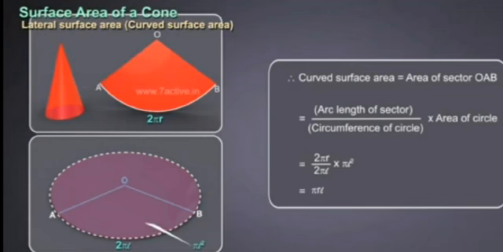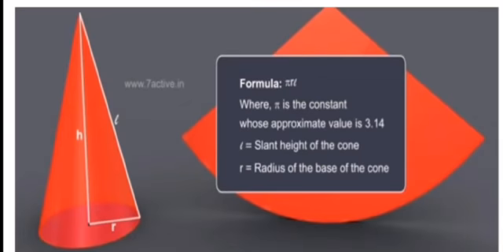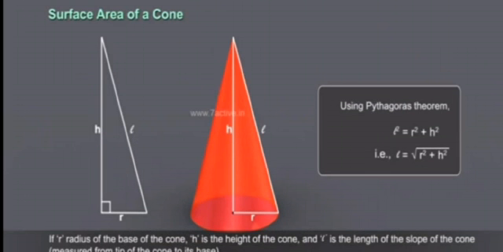So, curved surface area of the cone is calculated using the formula pi r l, where pi is the constant whose approximate value is 3.14, L is equal to slant height of the cone and r is equal to radius of the base of the cone. Now the formula for the slant height of the cone: if r is the radius of the base of the cone, h is the height of the cone and L is the length of the slope of the cone, using Pythagoras theorem, L square is equal to r square plus h square, that is, L is equal to root r square plus h square.